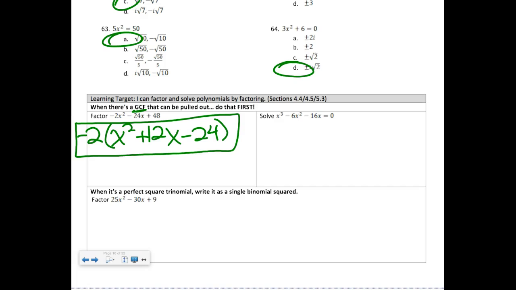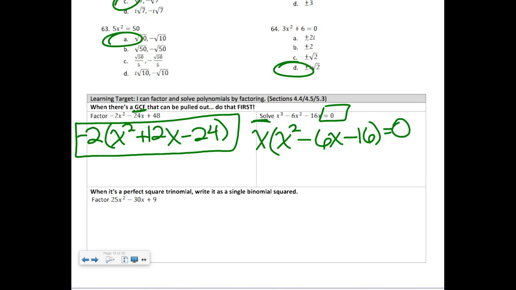Now this one, if everyone notices, it says solve, and we also know we have to solve because it equals 0. Yeah, that's how we know we have to solve. On this one, what's my GCF? x. I can take out an x. So now I have 1x, yeah. I've got x squared minus 6x minus 16 equals 0. Are there two numbers that multiply to negative 16 and subtract to negative 6? 8 and 2, yeah. So I'm going to have x minus 8 and x plus 2.